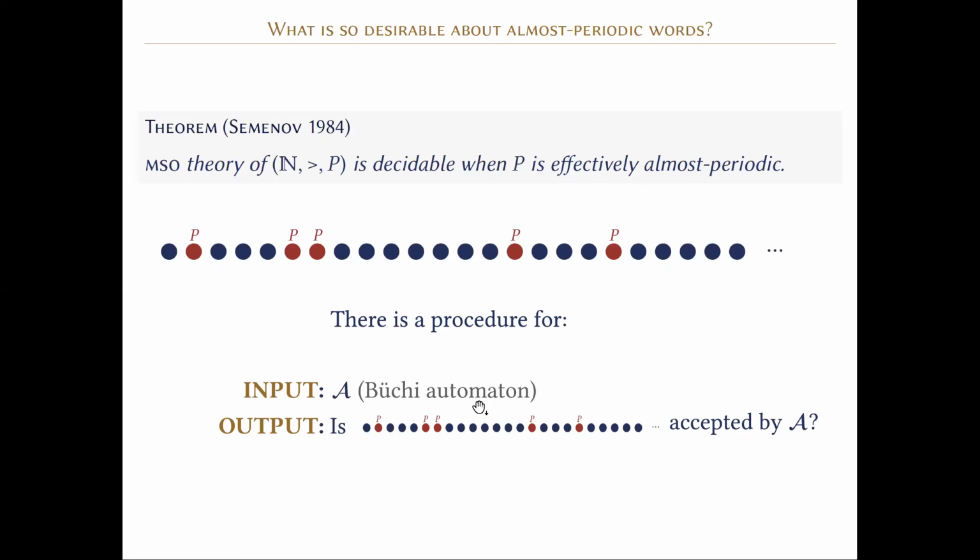And if we can solve this problem, then the MSO theory of natural numbers extended with that predicate becomes decidable. So because we do not have effective almost periodicity, we'll have to show our decision procedure manually, so we cannot use the Semenov result directly. But before that, let me try to argue that the sign pattern of diagonalizable sequences is indeed almost periodic.